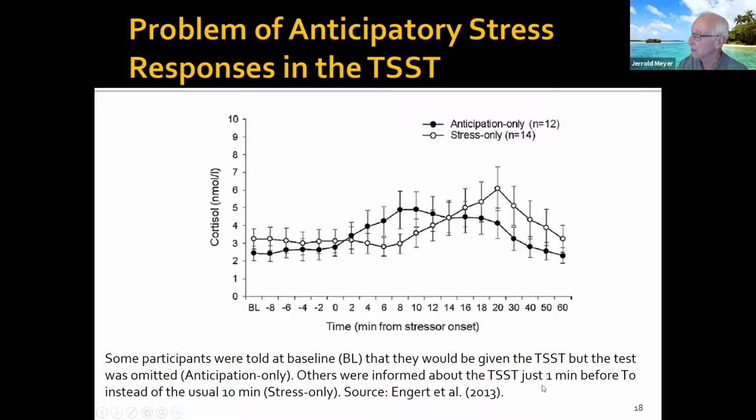Others were informed about the stress test just 1 minute before T0 instead of the usual 10 minutes. That's the stress only. And you can see the same rise here, but this is the pure stress rise and not the anticipation. We've gotten rid of the anticipation over here. So if you look at this versus the peak here, you can see that this anticipatory stress response is going to interfere with your measure of the response to the stressor itself.